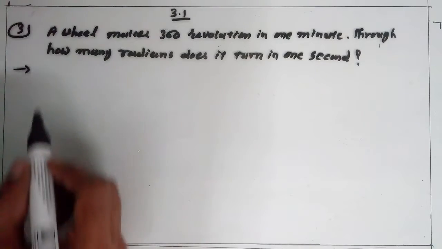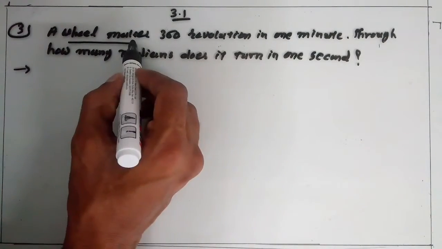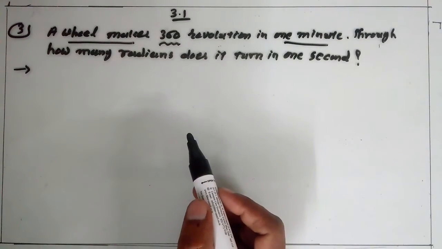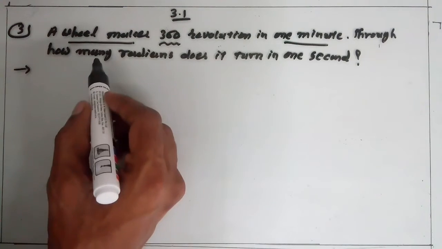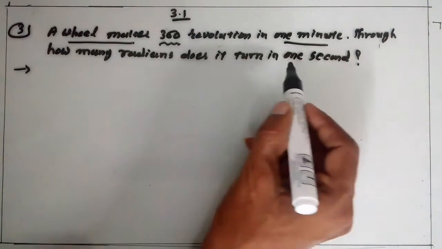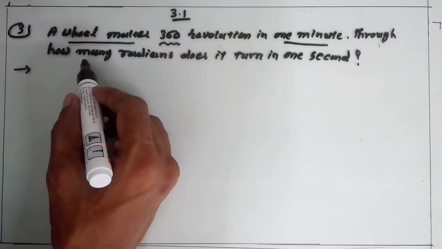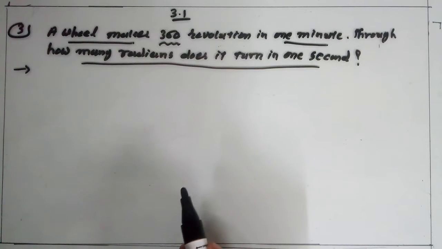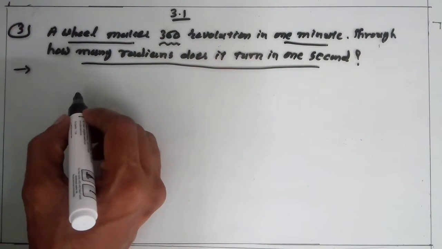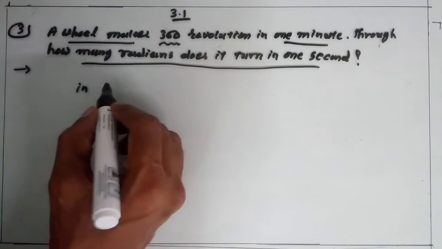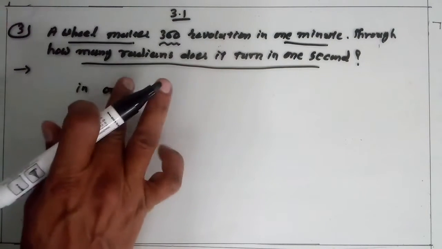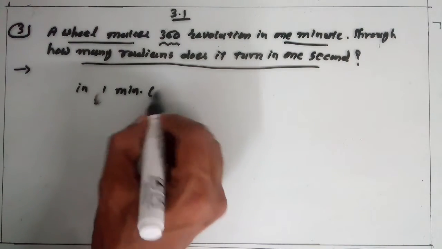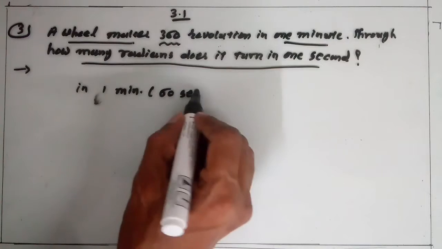Friends, remember this here. The wheel makes 360 revolutions in 1 minute. How many radians does it turn in 1 second? Here we want to get the turn by the wheel in 1 second. So in 1 minute, that is 60 seconds.